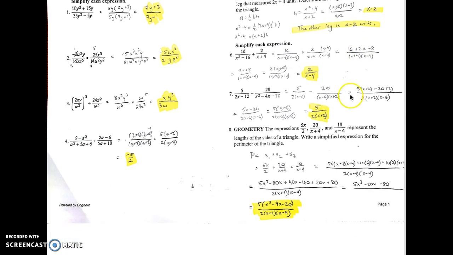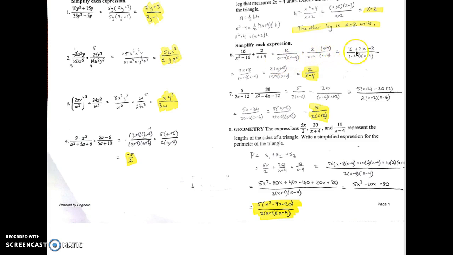Question 6, we're simplifying again. This time we have the addition of two fractions, so we're going to need to get a common denominator. The first thing I did is I factored x squared minus 16 into x plus 4 times x minus 4. And so I see this other fraction already has the x plus 4, so it's just missing x minus 4. So when I wrote the second fraction over here, I multiplied by x minus 4 in the top and the bottom. Now they have the same denominator.